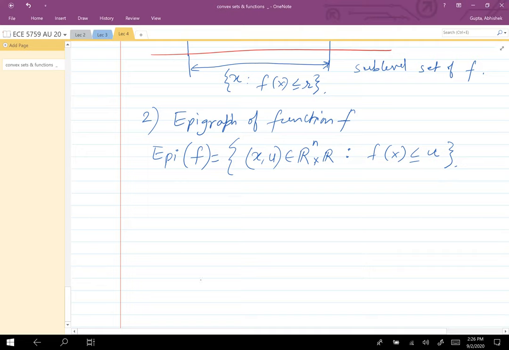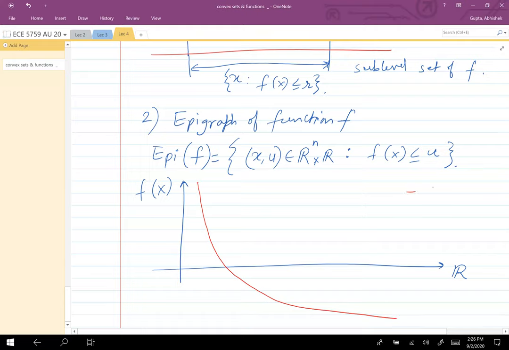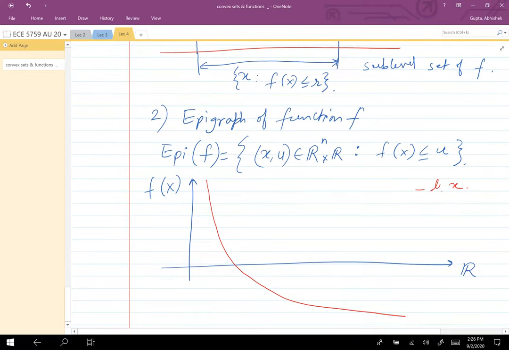And again, it would be instructive to look at a picture. Let me pick minus log x. This is minus log x. What does the epigraph look like for minus log x? What would this set be, f(x) less than or equal to u? Can someone try? What's the set of all (x, u)?